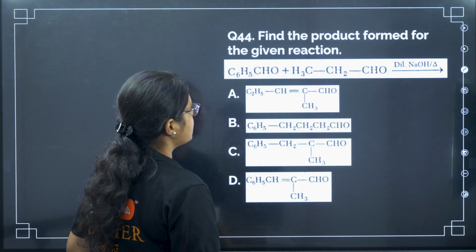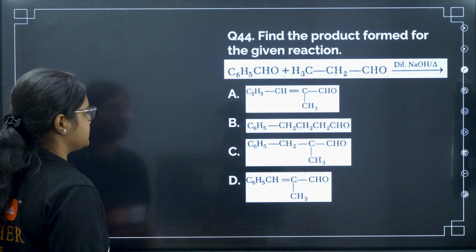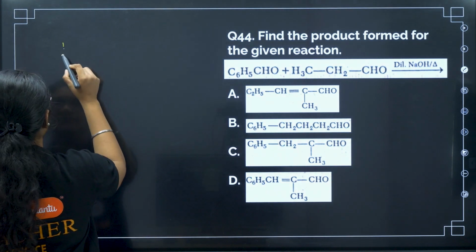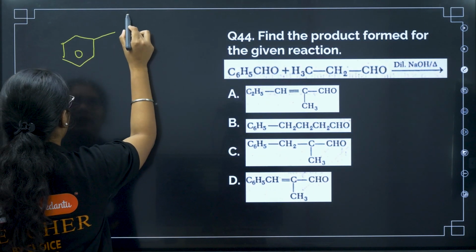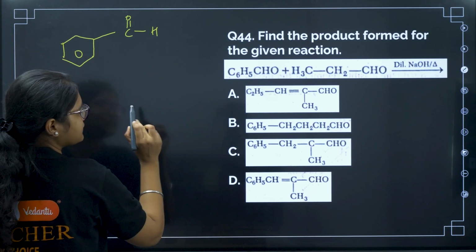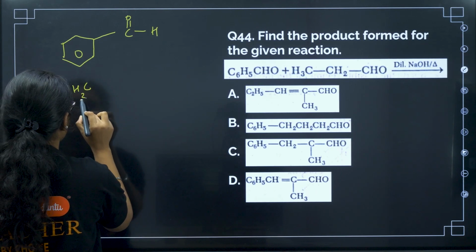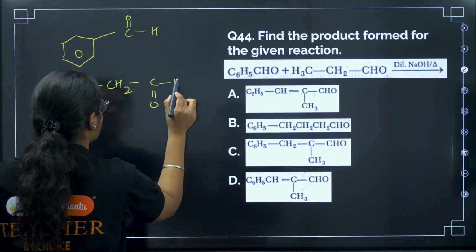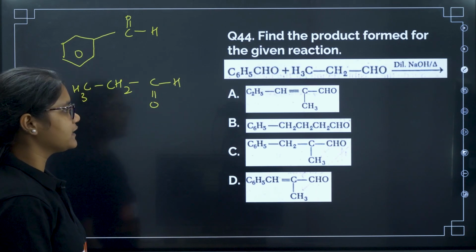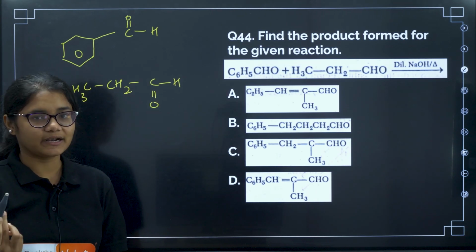Next, what is the product formed in the following reaction? We have C6H5CHO and the other compound given is CH3CH2CHO. Since there is dilute NaOH, you can see that this is an aldol condensation.